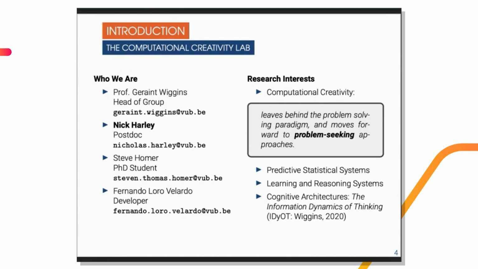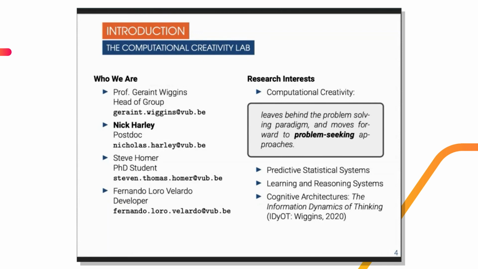So our research broadly comes under the banner of computational creativity. And it's worth just explaining what that is for those who are unfamiliar. So ultimately, we're interested in systems which exhibit creative behavior. And fundamentally, what that means is an approach to AI which goes beyond mere problem solving and more towards a paradigm of problem seeking.